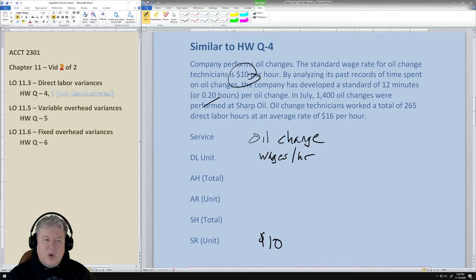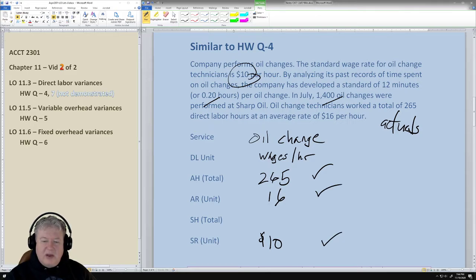In July, 1,400 oil changes took place. Okay, we're going to use those 2 in just a moment. Oil change technicians worked a total of 265 direct labor hours. Remember, this is the total hours. They're giving it to us directly here. And at an average rate of $16. So remember, they don't say actual, but these are actuals here. These aren't our budgets.